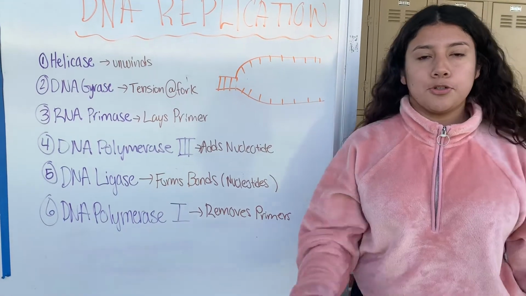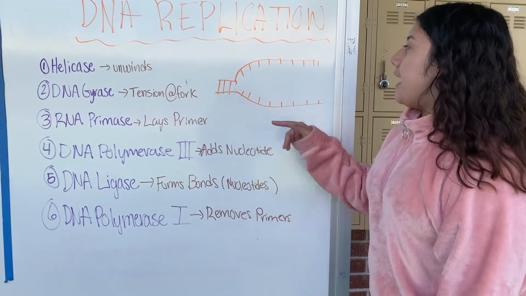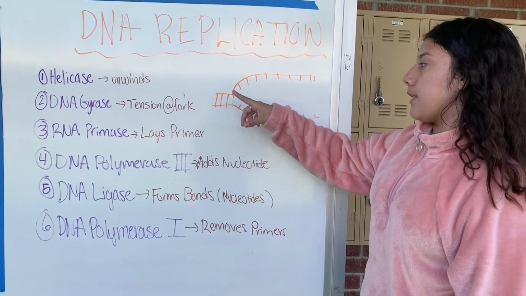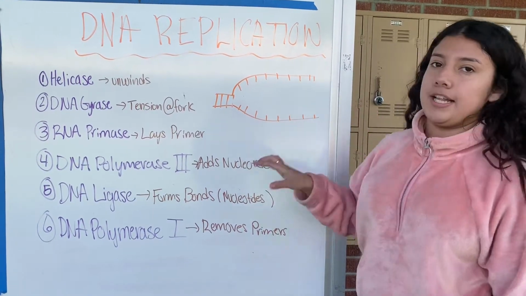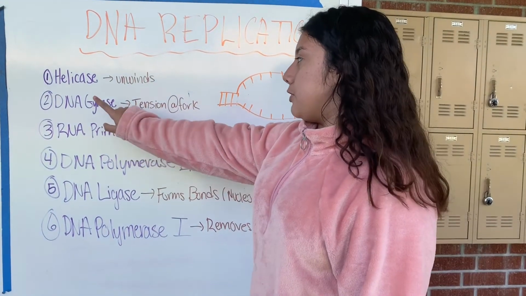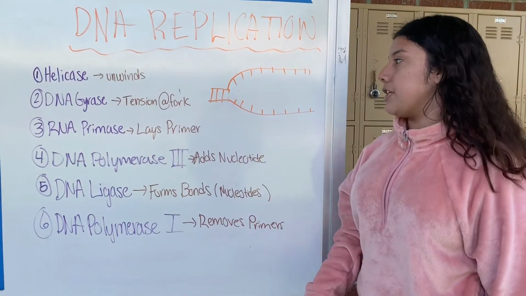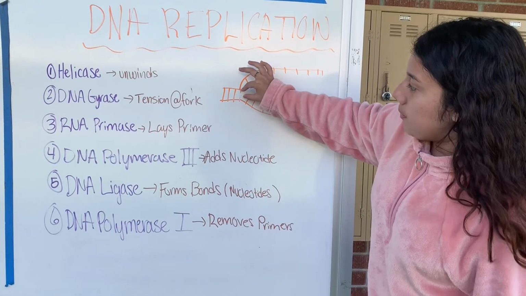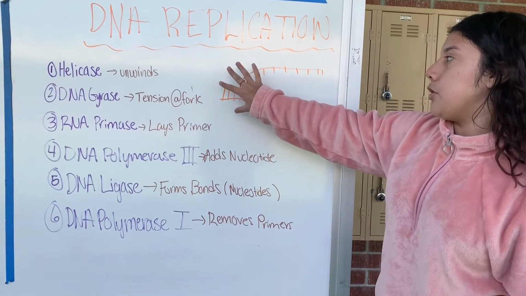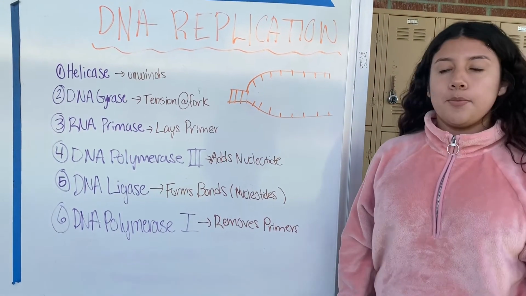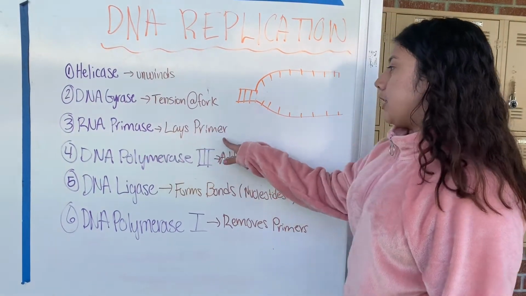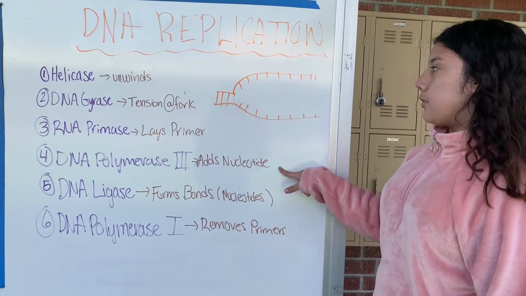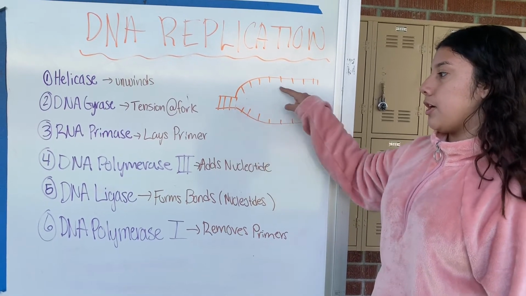Replication goes from 5 to 3 prime, and for that reason DNA replication occurs in opposite directions in each strand because they're anti-parallel. Now we have DNA gyrase, which helps relieve tension at the replication fork, helping it continue to separate into 2 strands. Then we have DNA primase, which lays down the primer. A primer is necessary for DNA polymerase 3 to add nucleotides because it is unable to start on its own.